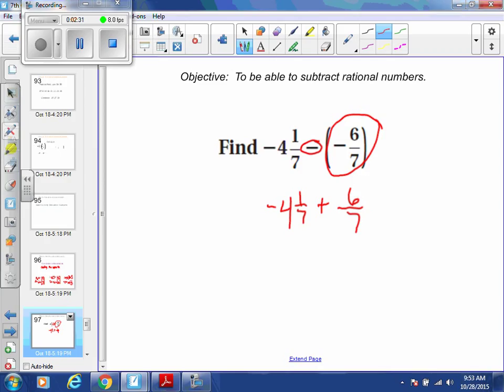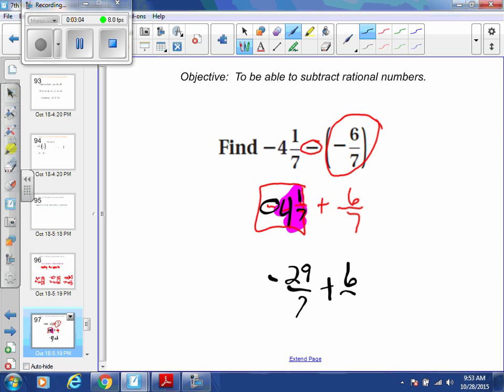Okay, now when I am adding or subtracting rational numbers, especially fractions, all right, I like to change those numbers that are mixed numbers into improper fractions. So to do that, we look at the mixed number, and we take our whole number times our denominator 7. So 4 times 7 is 28, plus the numerator is 29. So 29 sevenths, and the whole thing is negative. So we have negative 29 sevenths plus 6 sevenths.